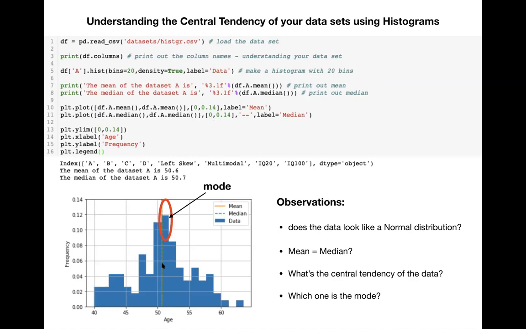Now, what is the property of a normal distribution? If the median equals the mean, it's very likely a Gaussian distribution, a normal distribution, and the central tendency is basically the mode. But this doesn't exactly look like a normal distribution, right? But we can have a more rigorous way to tell whether it's a normal distribution.